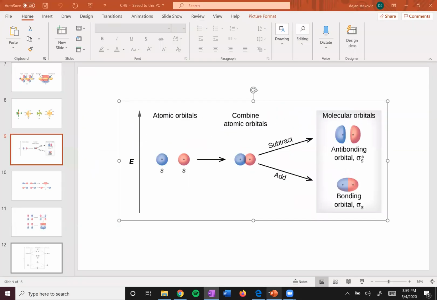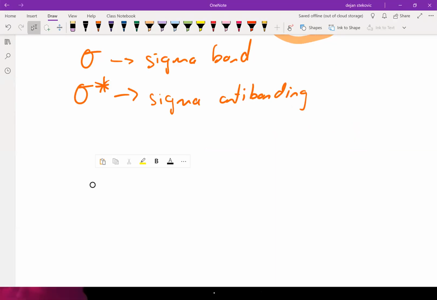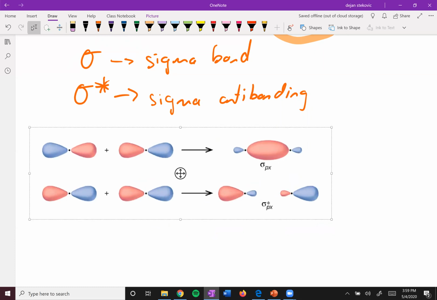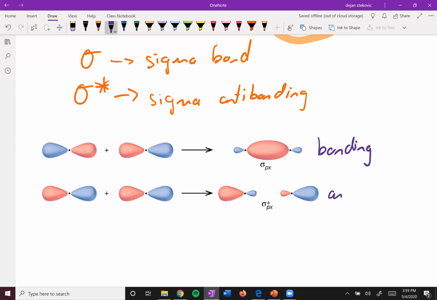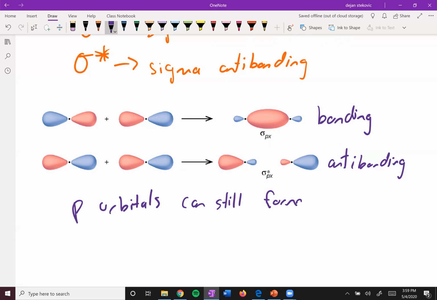You can redo this same thing with p orbitals. Notice in this case, we're looking at the px orbital, so these guys face each other directly. They can go into a bonding orbital, or they can form an anti-bonding orbital. You can see how this looks like a bond and this does not look like a bond. The tricky thing here is that p orbitals, just like we saw in valence bond theory, can still form sigma bonds. So that's the px orbitals.